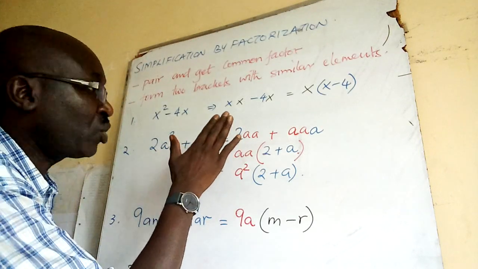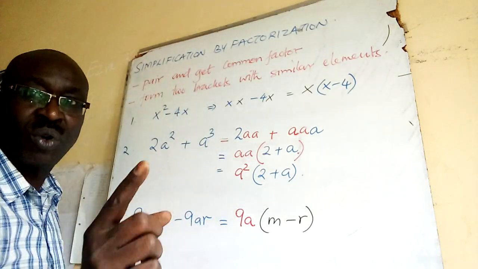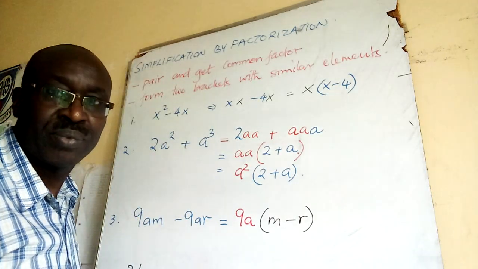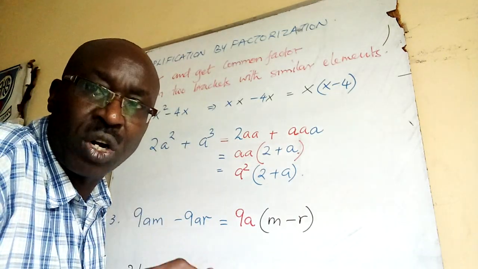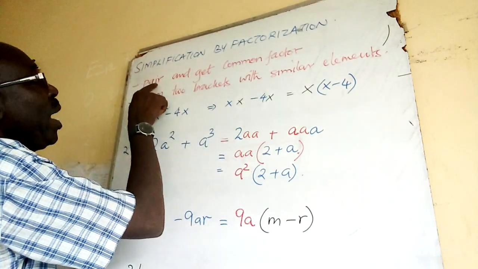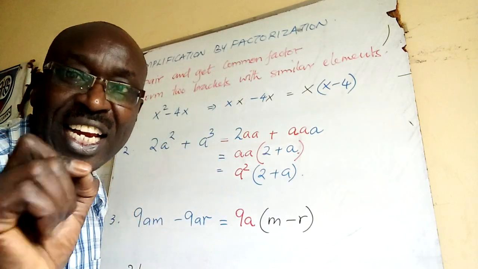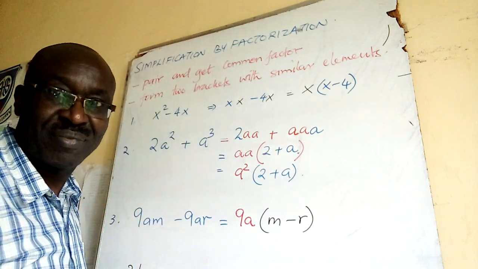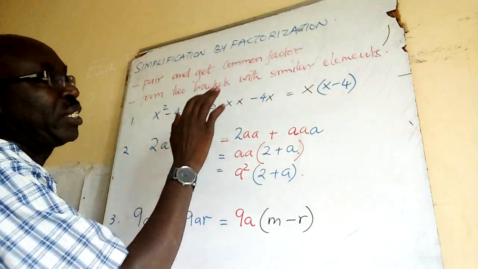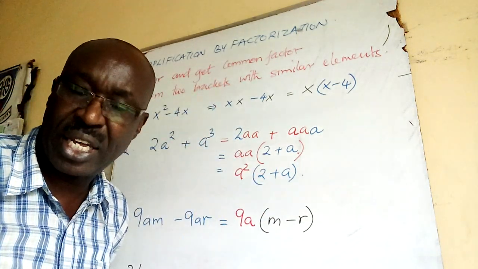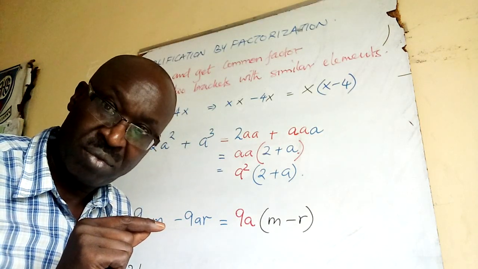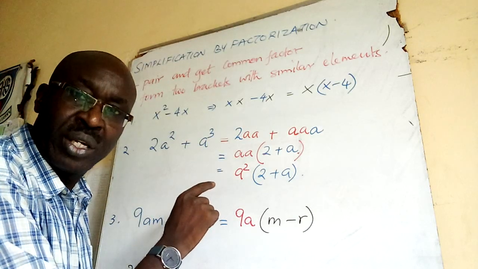Okay? So let us look at this. What are we required? Identify what is common. We identify what is common in a given pair. So pair and get common factor. We pair. Okay? Then form two brackets with the similar elements. I will show you that. Let me start with pairing them.